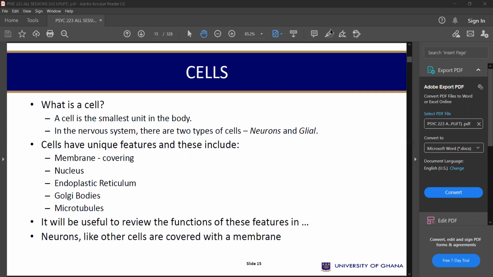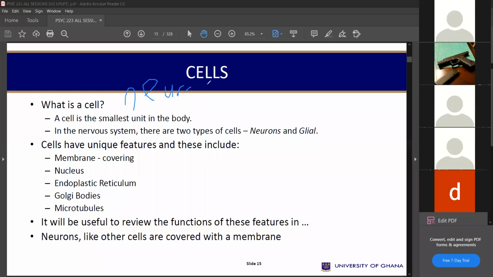Neuroglia. So let me try and annotate and spell so that you get it well. Neuroglia. So sometimes in books, you see it like this, neuroglia. It means the same thing. All right.